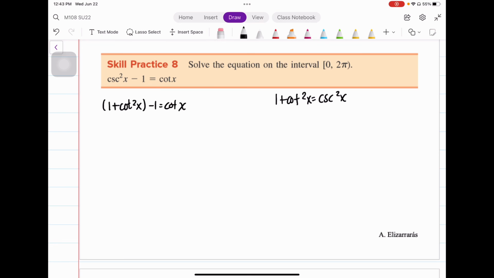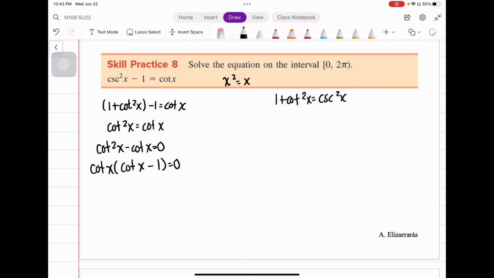1 minus 1 is 0. I then have cotangent squared x equals cotangent x. And if I had x squared equals x as an equation, I would subtract x from both sides to get this equal to 0 so I can use the zero product property. I'm going to do the same thing with cotangent. And then I can factor. Take out a cotangent from each term, and that gives me cotangent x times cotangent x minus 1 equals 0.